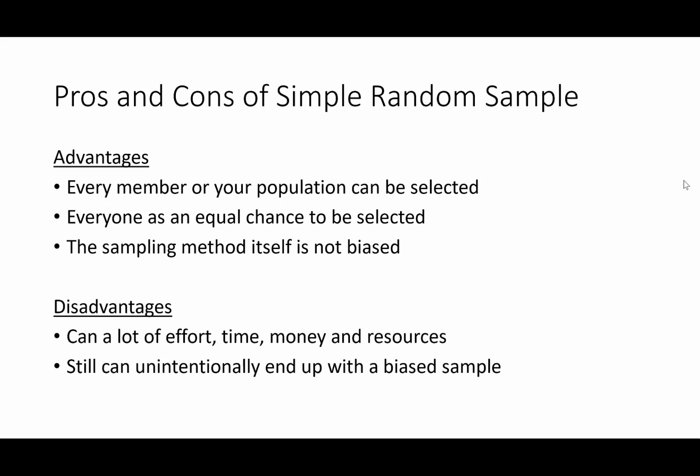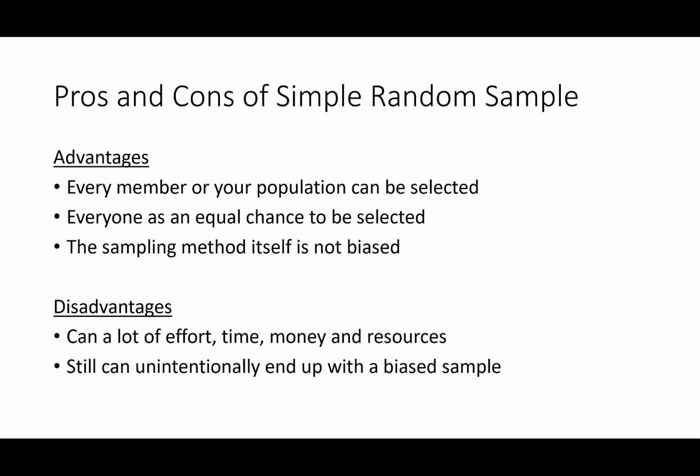We also need to consider how we are going to get a list of all 250 million potential U.S. voters. That's going to take a lot of time, effort, money, and resources that we probably don't have. So while this is a completely random method, there are some downsides to performing this.